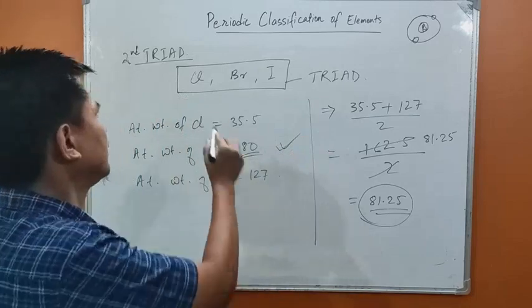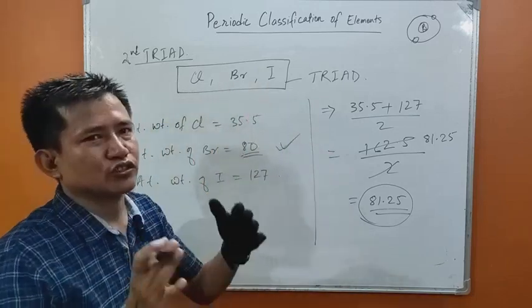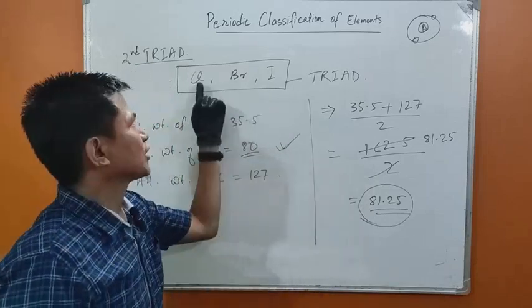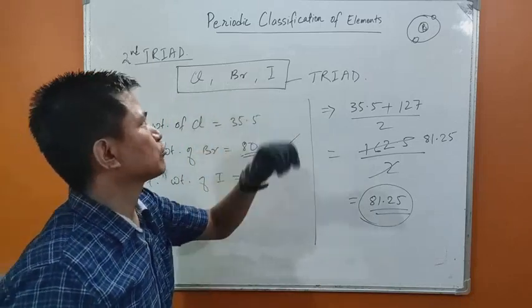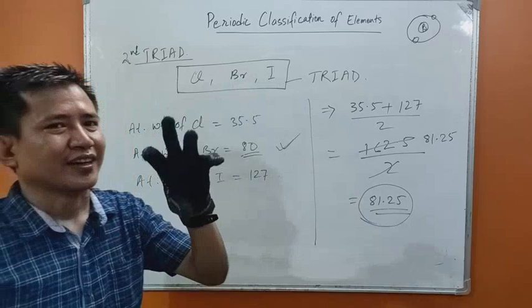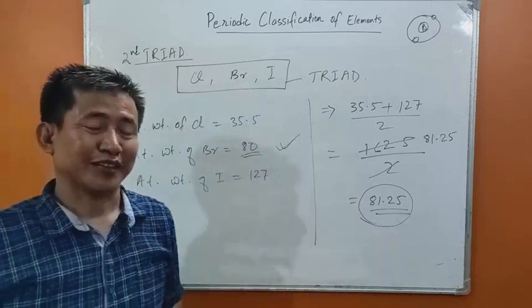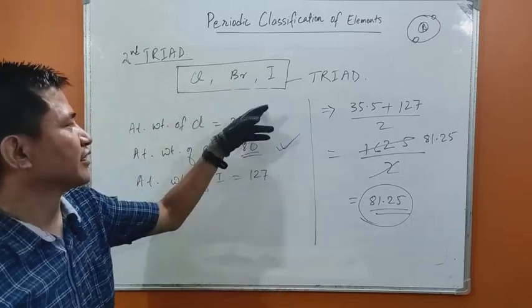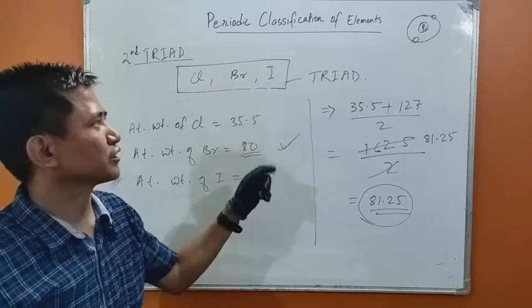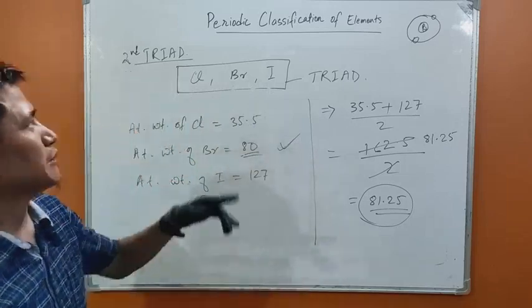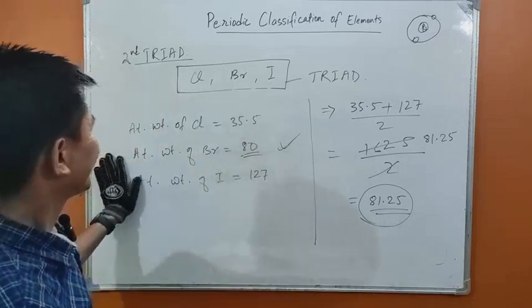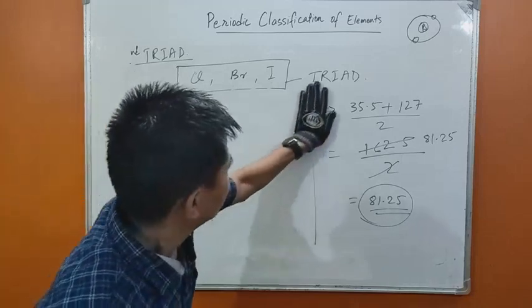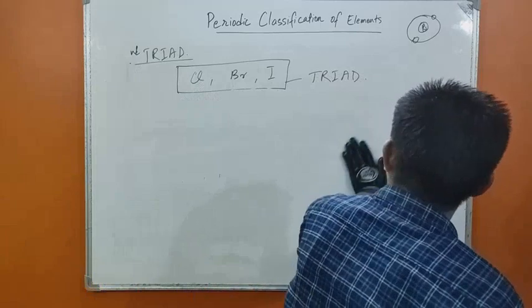Now let's check the properties. Chlorine, bromine and iodine, all these three elements fall in the halogen group. So all these are non-metals, strong non-metals, and they are all electronegative elements. Their atomic size is much smaller compared to electropositive elements like lithium, sodium and potassium. So their properties are also similar to each other and their atomic weights were also found to be correct. So this is also a successful triad given by Dobereiner. I hope you understood this. Now let us move on to the third triad given by Dobereiner.